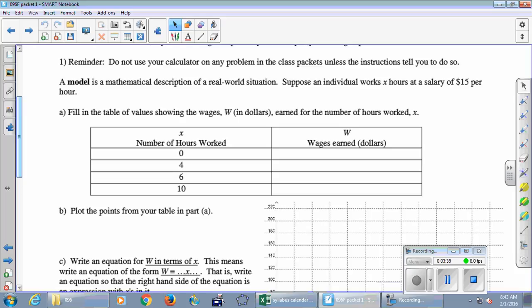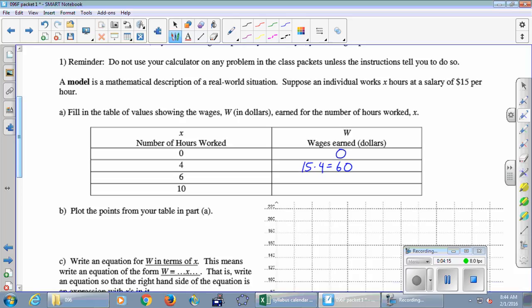Suppose an individual works X hours at a salary of $15 per hour. Part A says fill in the table of values showing the wages W in dollars earned for the number of hours worked X. Let's fill this table in together. X, again, is the number of hours worked. If you work 0 hours, what will your wages be? 0. Sad but true. If you work 4 hours, again, you are earning $15 per hour. What are your wages? 60. How did we get 60? Yeah, so 15 times 4 gives us 60.